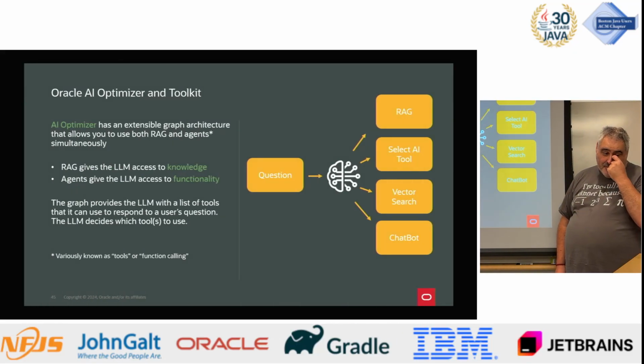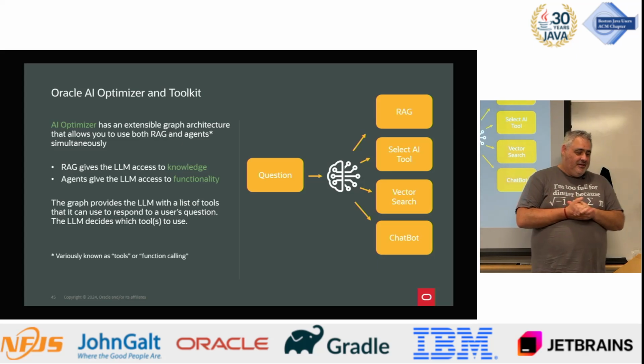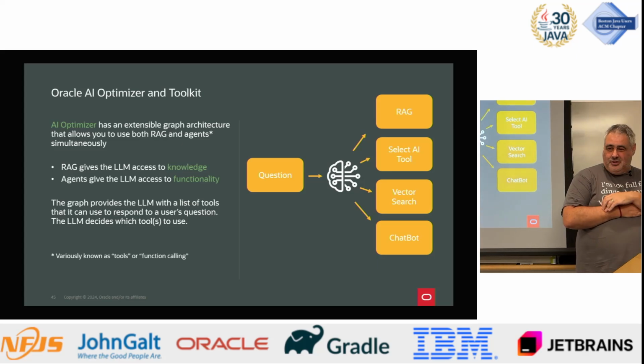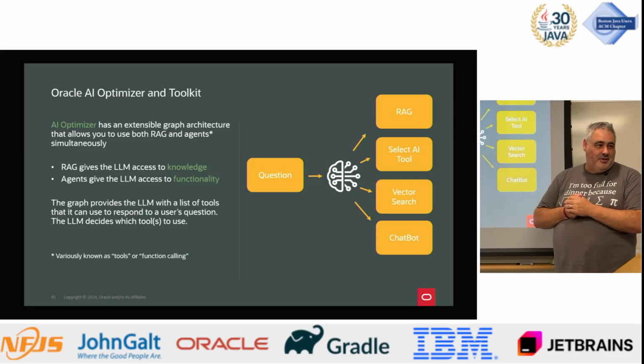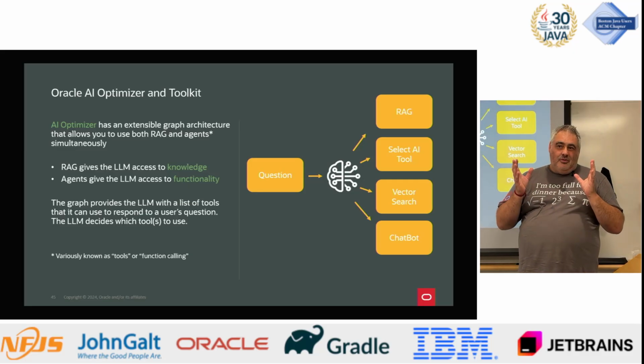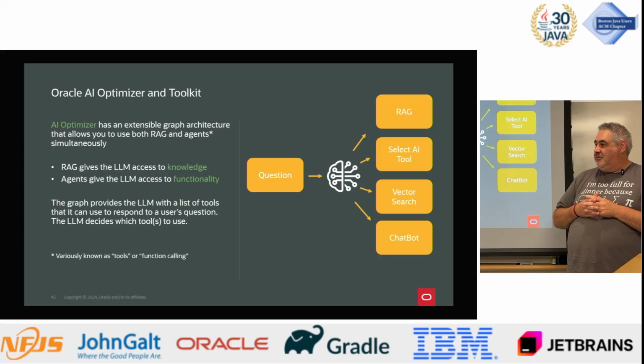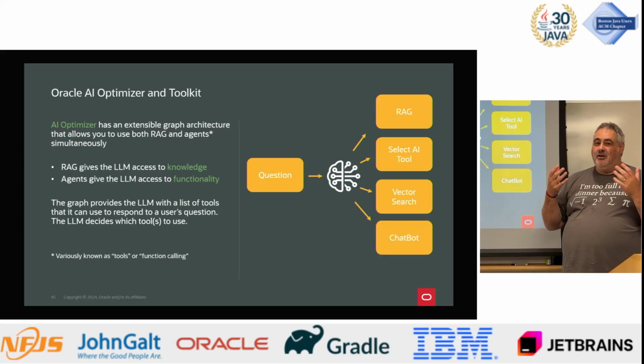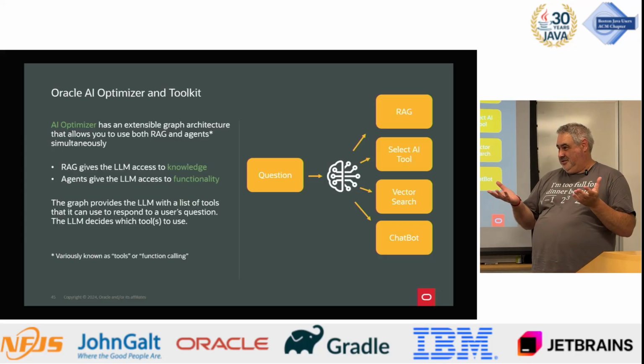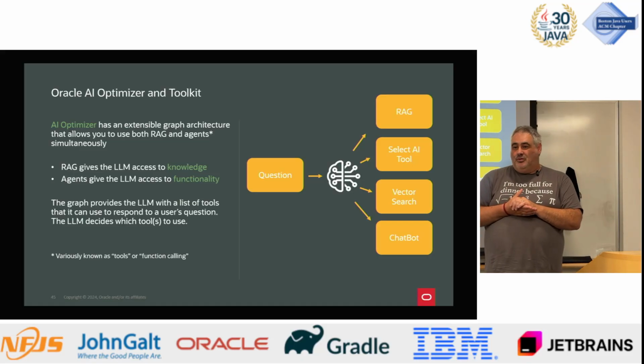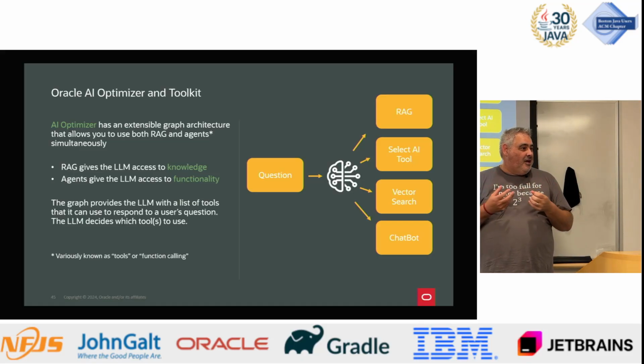Okay, so a couple of things. Another thing I want to talk about is agents or tools or function calling. They all kind of mean the same thing. Different people call it different things. So RAG that we talked about, retrieval augmented generation, is about giving a model access to knowledge, like data. Tools or agents is about giving a model access to functionality or capabilities.